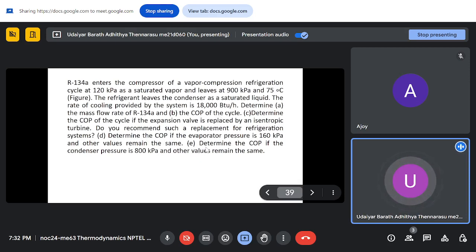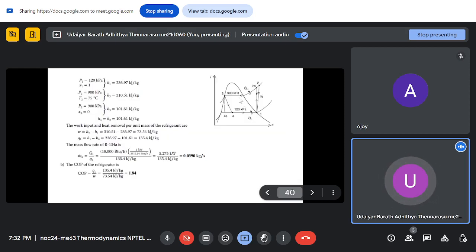Previously you had a pressure of 120 kilopascal. Now you have increased it to 160 kilopascal. So that is the third case. Then determine the COP if the condenser pressure is 800 kilopascal and other values remain the same. So your pressure from 900 kilopascal you are bringing now to 800 kilopascal. So you have 4 cases. We'll see how to solve this.